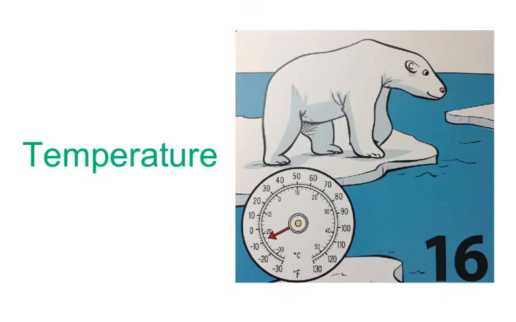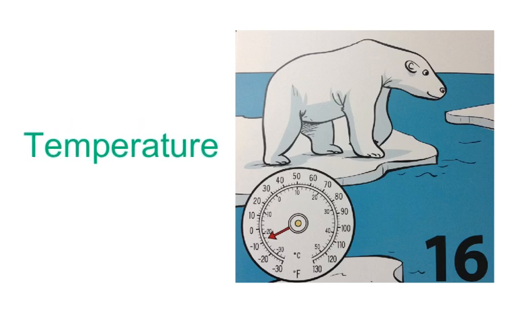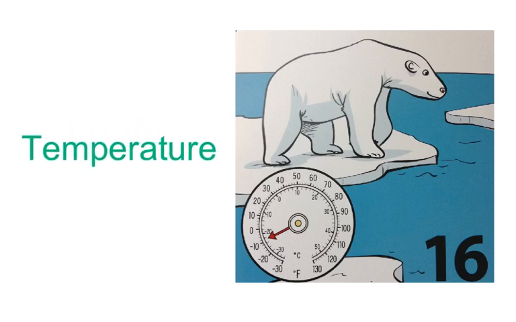If you wrote temperature, nice job. Today, April 16th, our calendar piece is showing us temperature. It's a polar bear, and if you look carefully, the degrees it's showing us is -10. Negative means less than 0.